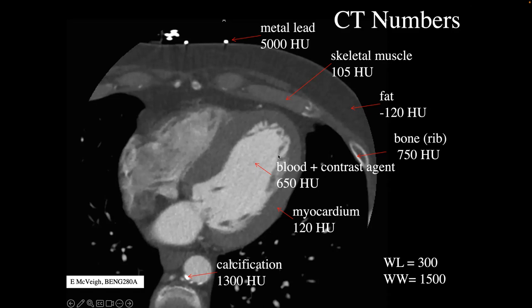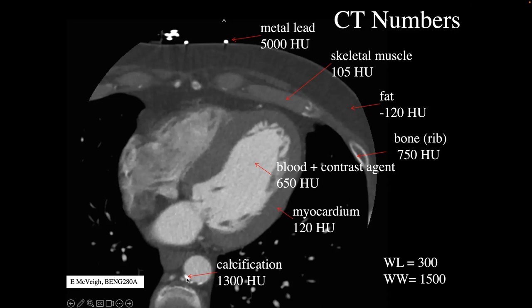The blood pool, the Hounsfield unit is up to 650. And that's not just unadulterated human blood. That is blood that has been mixed with a contrast agent. So you inject a contrast agent into the patient, it goes into their heart, and it creates a really good shadow, which maps to this Hounsfield unit. So a lot more attenuation than in water. Myocardium is 120, which is about the same as skeletal muscle.